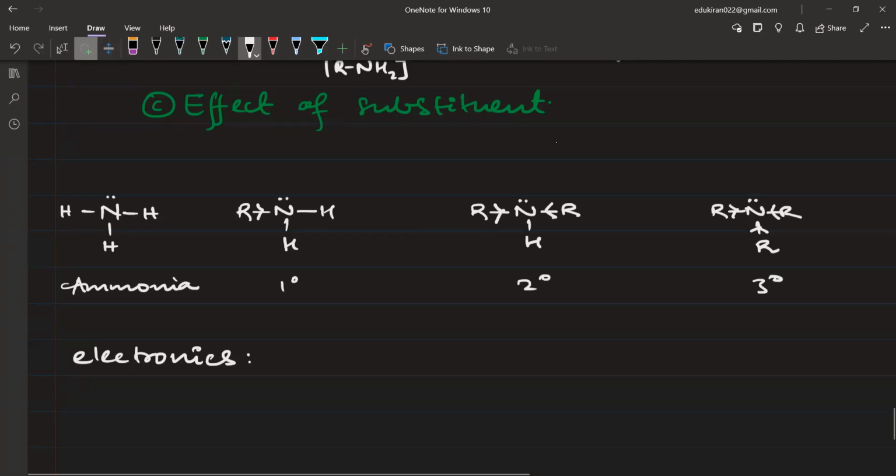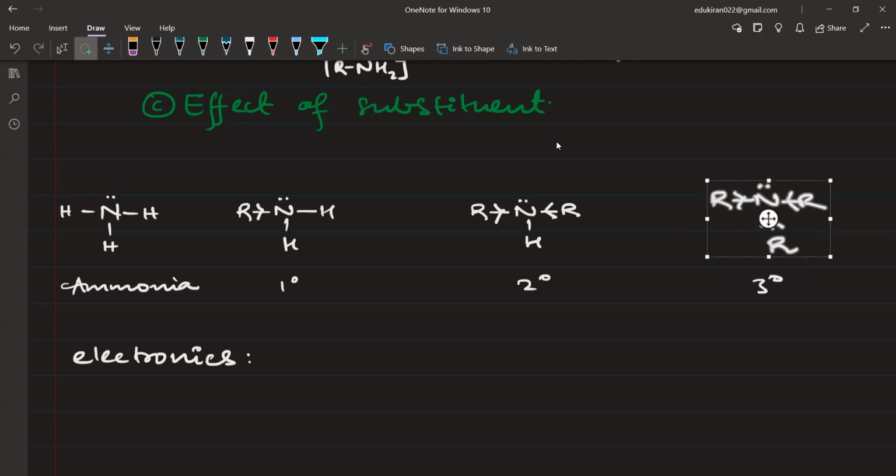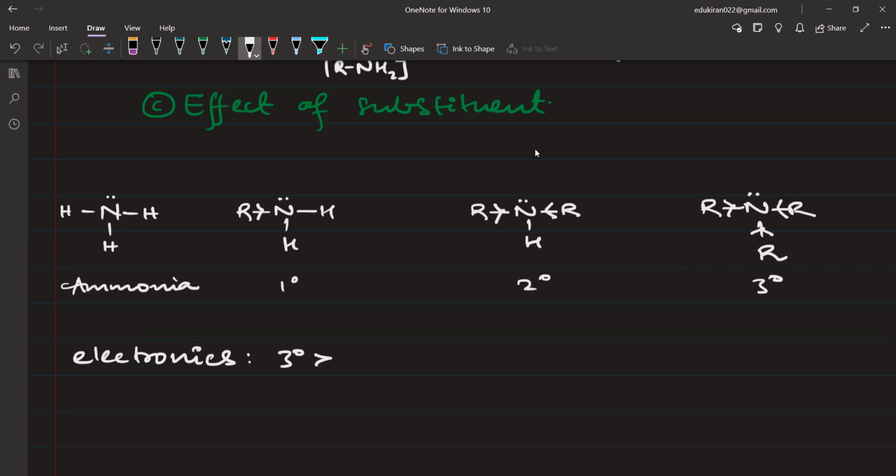Now, considering the electronics, tell me which nitrogen is going to have the highest electron density? Ammonia, 1 degree, 2 degree, or 3 degree? Who will have the highest electron density? 3 degree. Now, if 3 degree has the highest electron density, then according to the electronics, this should be most basic. Yes or no? Please tell me, guys. Right? Yes. 3 degree, 2 degree, and 1 degree according to the electronics, and then you will have ammonia.